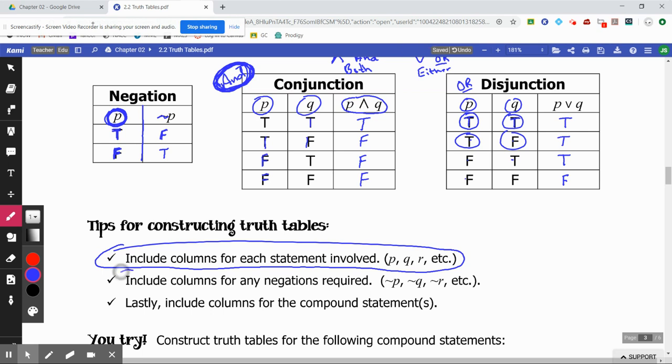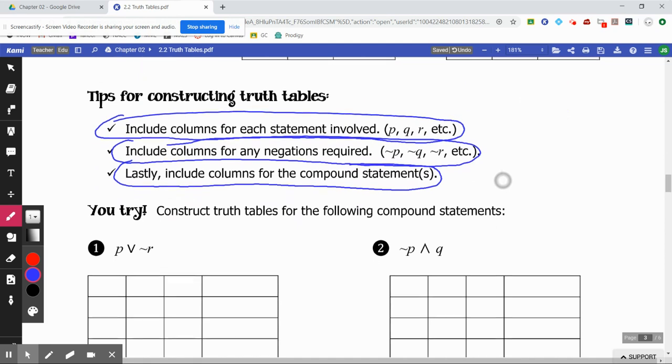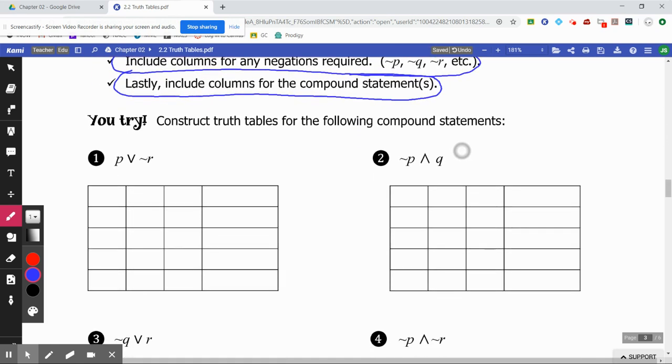You also include columns for all your negations. And so what if you had in this table a not P that was also involved? Well, you would do another column over here for the not Ps. Lastly, include columns for the compound statements, and that's what you've got here. Okay, so now it says, let's give it a try.